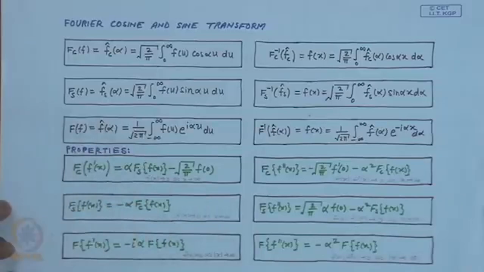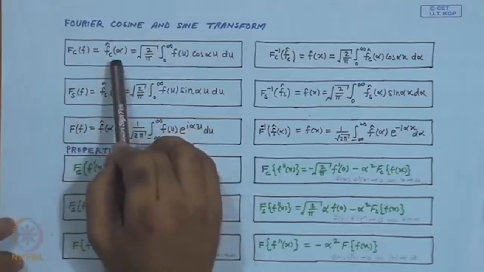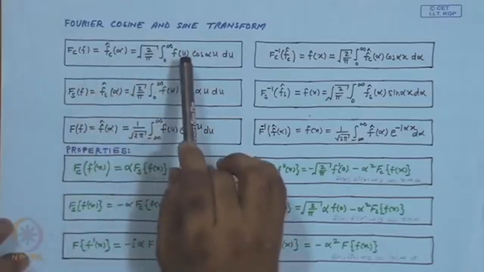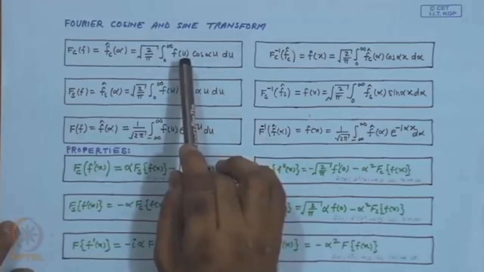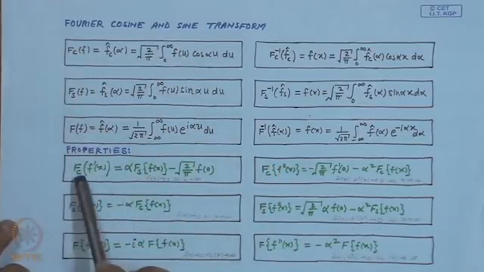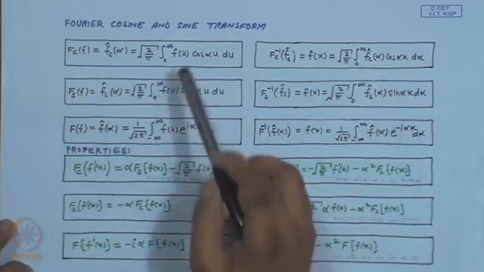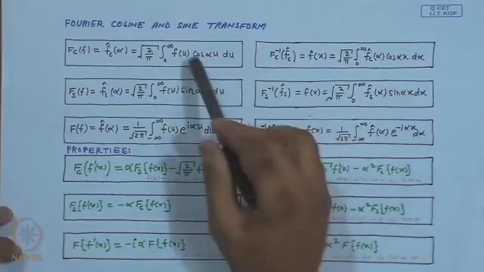Today we will mainly solve partial differential equations, and in that case the function depends on two variables, but we will take the Fourier cosine, sine or Fourier transform with respect to one variable. So, the same formulas will hold, and the other variable will be treated as a constant.